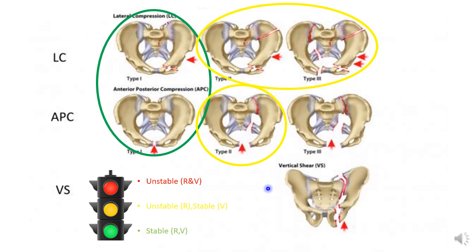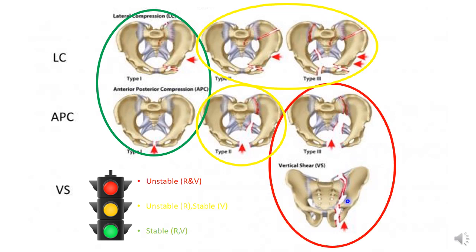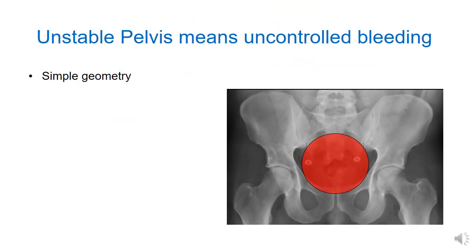And the unstable vertically and rotationally will be those fractures with complete disruption of the posterior structures. These are the vertical shear and anteroposterior compression grade 3. Why is unstable pelvis very important to us? Because unstable pelvis means uncontrolled bleeding.